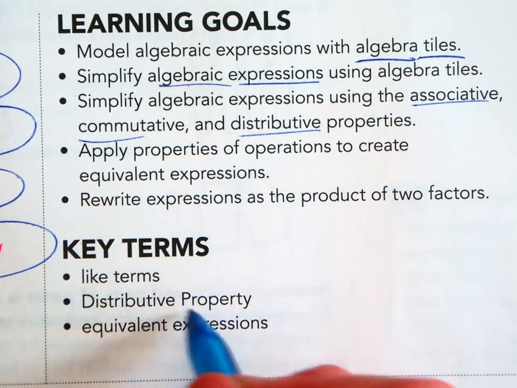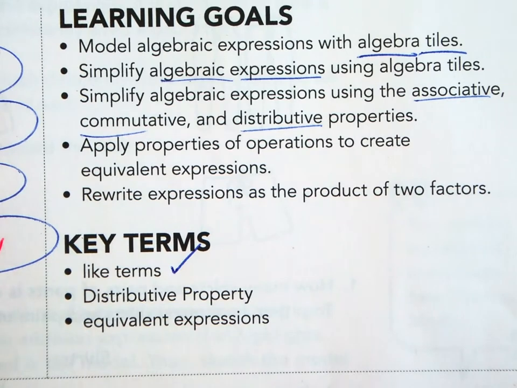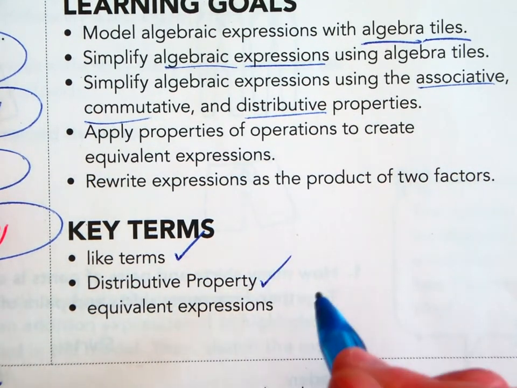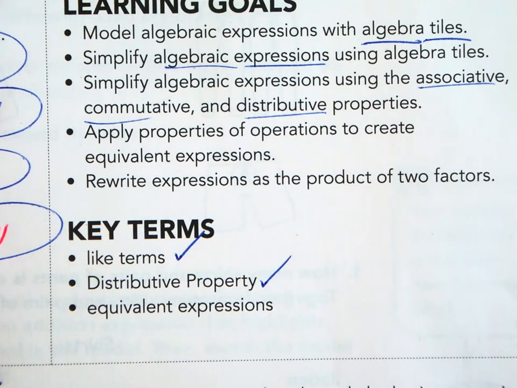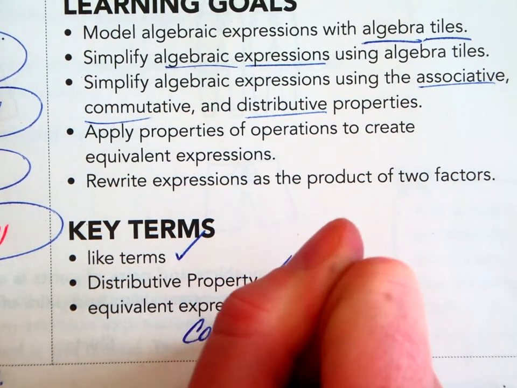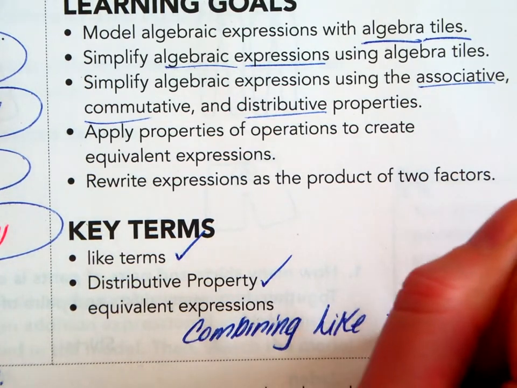You notice here, like terms. We're going to show you that with the algebra tiles on the next lesson. Distributive property we've discussed, but we're going to show it with the algebra tiles. And then equivalent expressions is when you rewrite it using like terms. So the combining like terms is going to become a key word here for you.